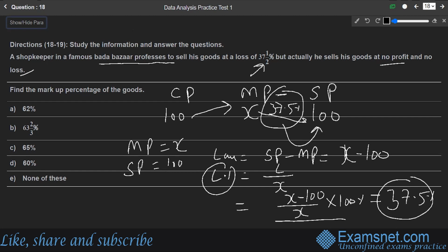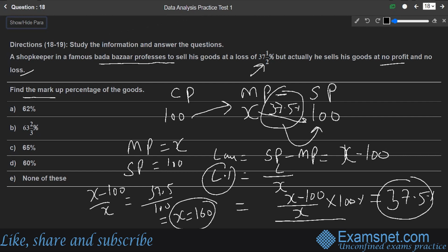So if we solve it like this, how much is that going to be? (X minus 100) divided by X is 37.5 divided by 100. If we solve this equation further, then we ultimately get the X value as 160. Okay, X value is 160.